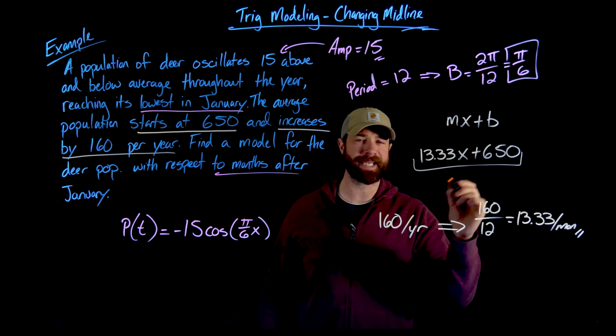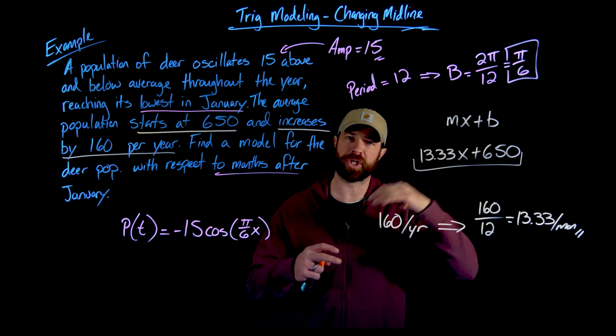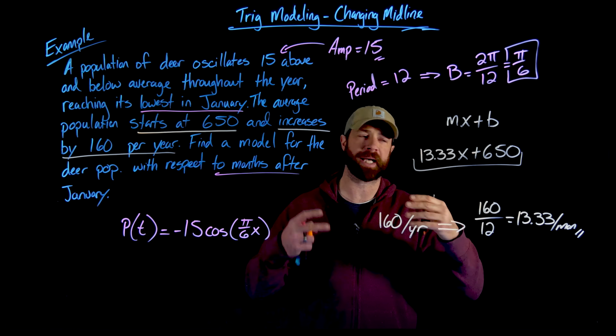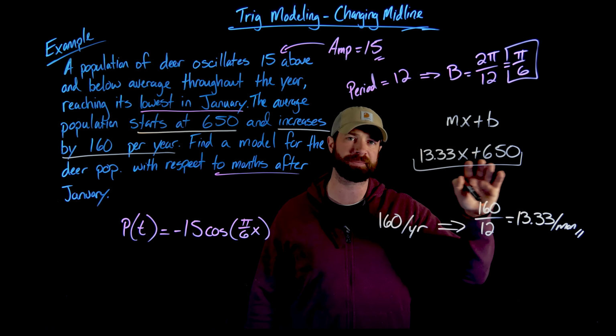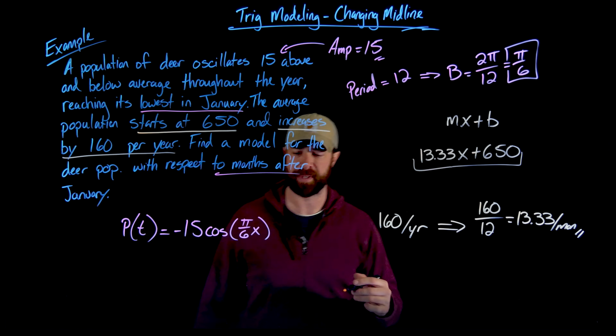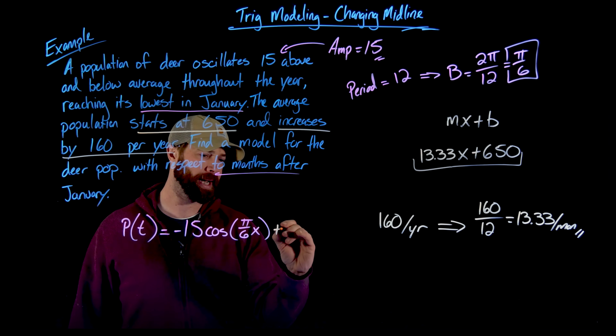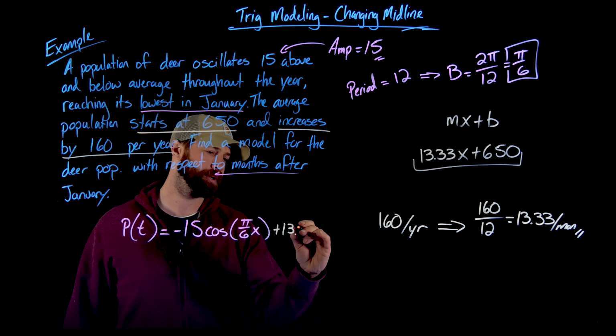This, importantly, is my new D value, or the change. It's the changing midline that I have. It's not static at 650, but it's increasing over time. So to finish this up, I'll add that changing midline information on here.